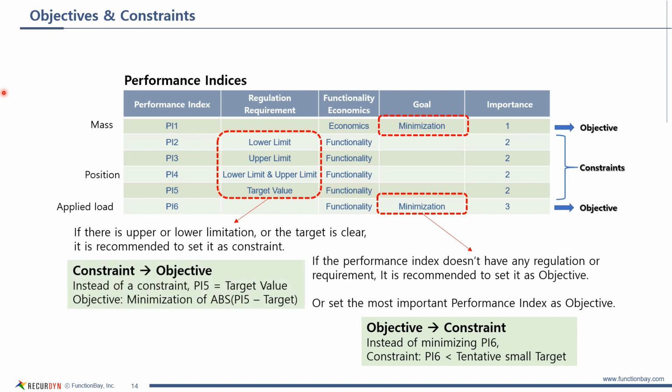If there is a constraint that has a specific target value, it is possible to set it as an objective to minimize the difference between the performance index and the target value.